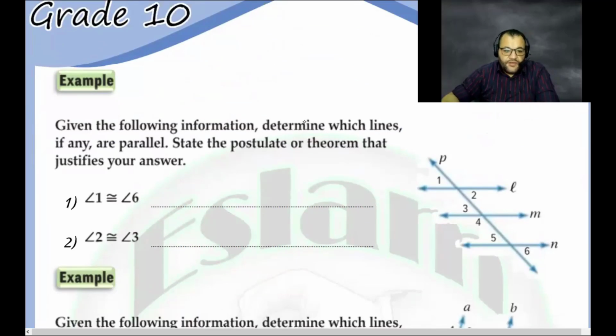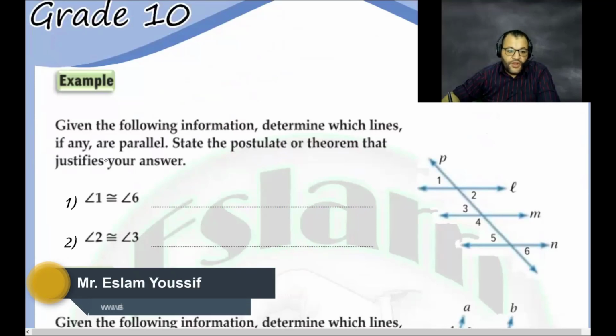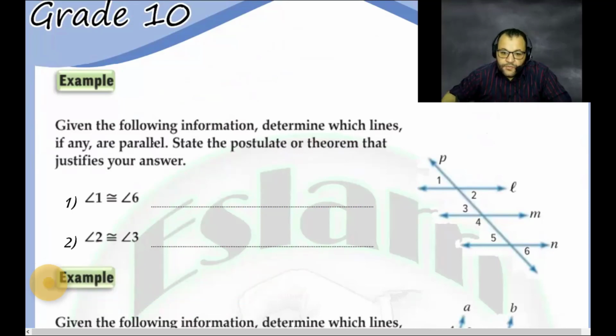Now we have given the following information. Determine which lines, if any, are parallel, and state the postulate or theorem that justifies your answer. We need the relation that we have, the given, which is angle 1 is congruent to angle 6. What is the relation? This condition is enough to prove parallelism.